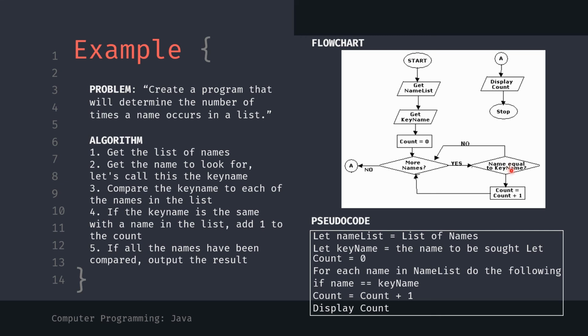If yes again, add 1 to the count, until there are no more names in the list or the name is not equal to the key name. However, if there are no more names in the list, we will now display the count. Okay? Since it doesn't fit to the page, we will use the connector symbol and connect it to another symbol to continue the flowchart and display the count and then stop.